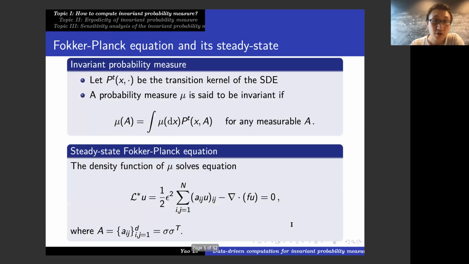So anyway, let's talk about how we can compute the invariant probability measure. Of course, there are lots of studies about uniqueness and existence and so on, but that's a very different topic. The thing is that it's relatively easy to show the existence.